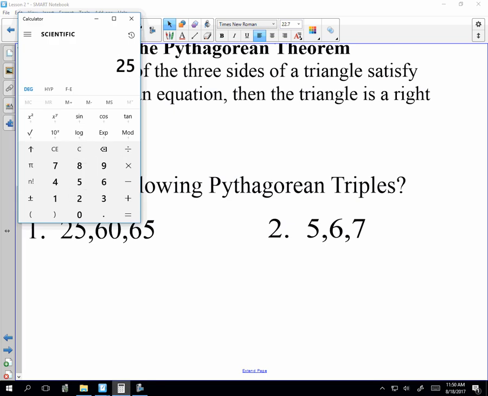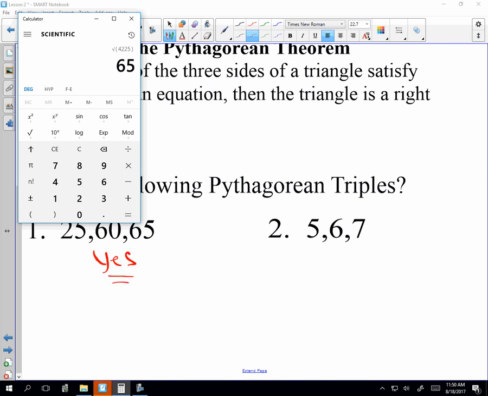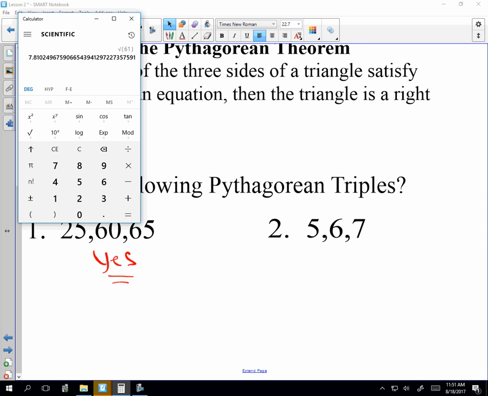So 25 squared plus 60 squared equals 4,225. We square root that and we get 65. So yes, this set is a Pythagorean triple. If we look at 5, 6, 7, 5 squared plus 6 squared equals 61. Square root of 61 is not 7. So that is not a right triangle, or that is not a Pythagorean triple.